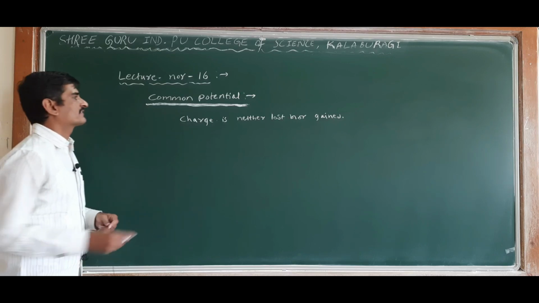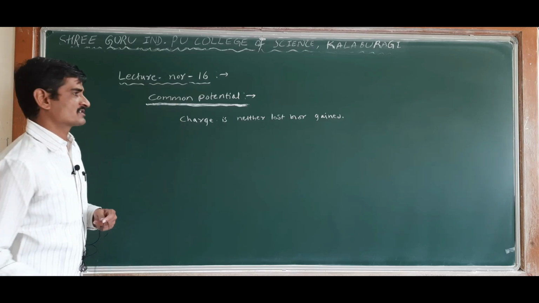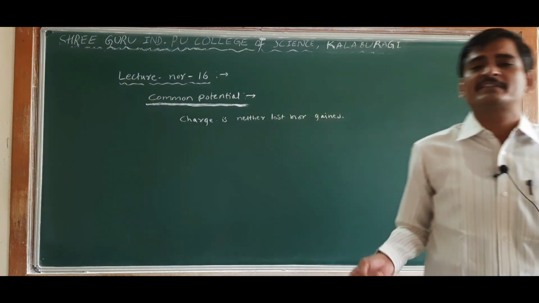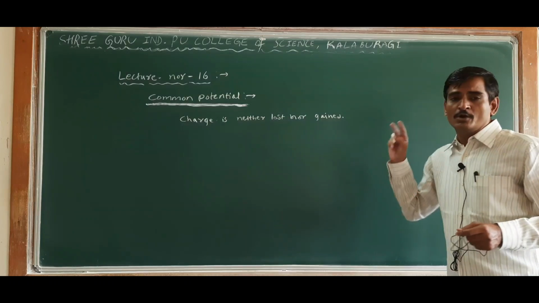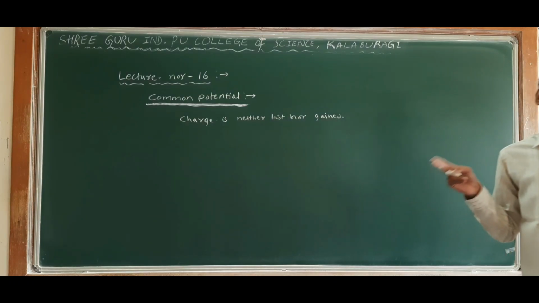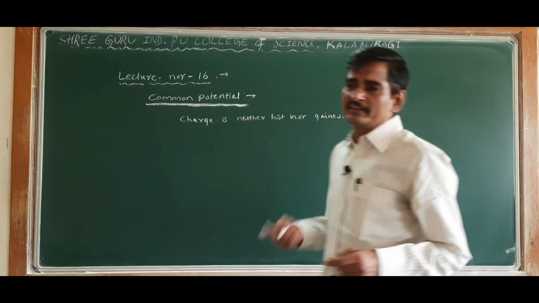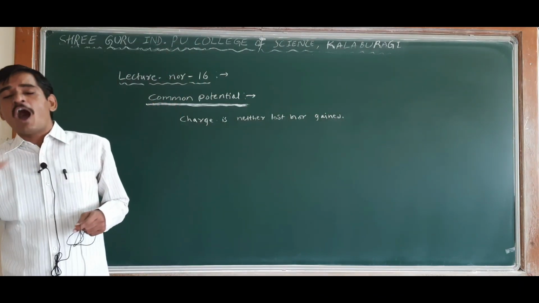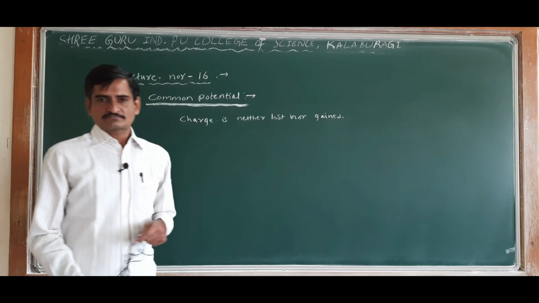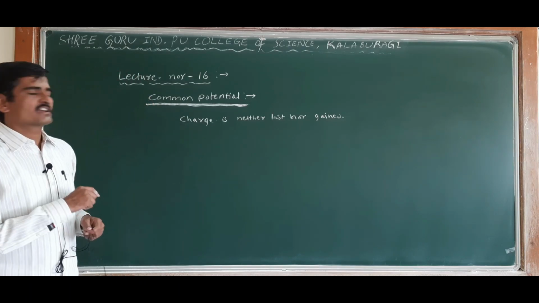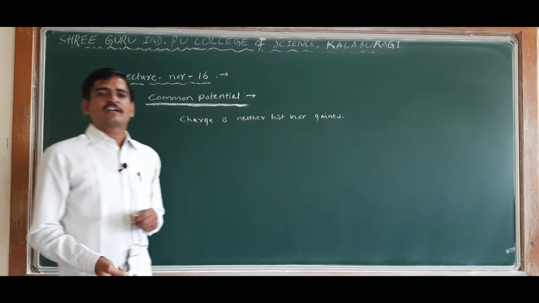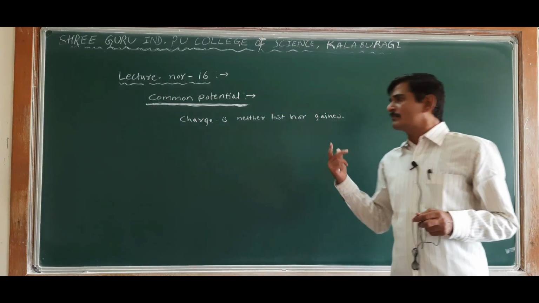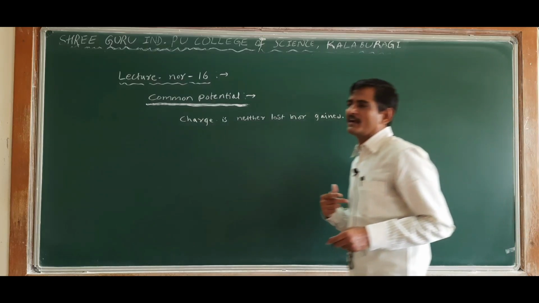So now let us derive an expression for this common potential. The total charge of both the capacitors before sharing the charge is equal to the total charge of both the capacitors after sharing the charge. Understood?